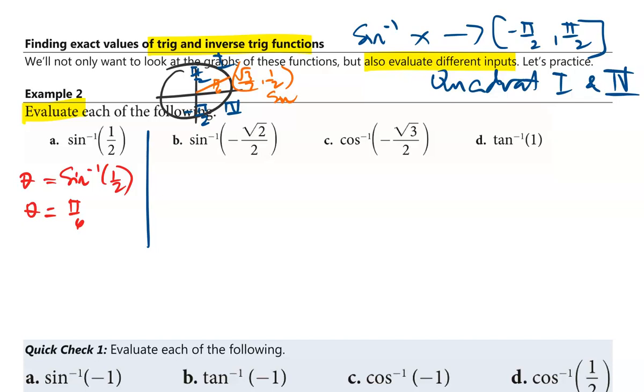Letter B, inverse sine of negative square root of 2/2, where square root of 2/2 is this part here, whereas you have here square root of 2/2 and negative square root of 2/2. So this is your sine, and what is this? That is 7 pi/4.